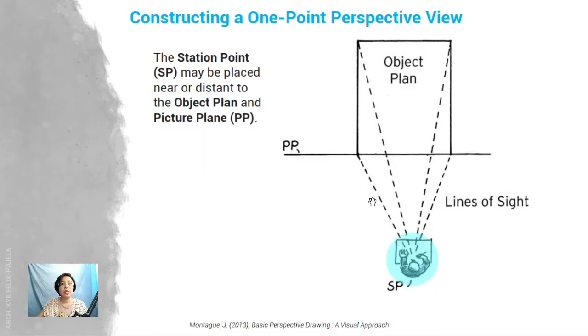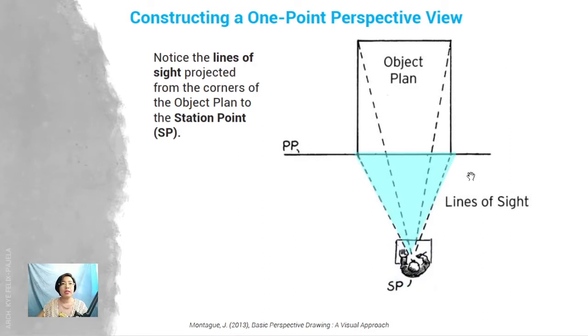The station point may be placed near or distant to the object plan and the picture plane. So, itong si station point, pwede mo pa yung i-atras ng kaunti or pwede pa siyang lumapit ng kaunti doon sa object plan. So, kung ano yung distance ni station point doon sa object plan, it will also affect the way na i-view niya yung object. Magbabago yung perspective depende doon sa distance na yon.